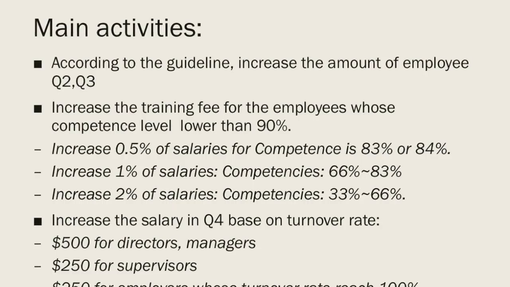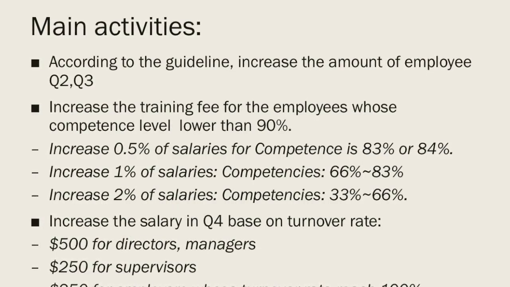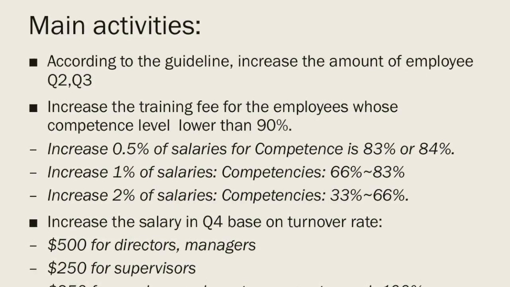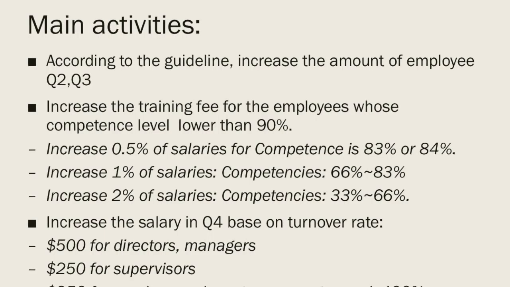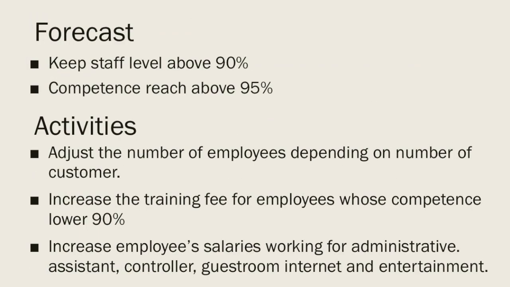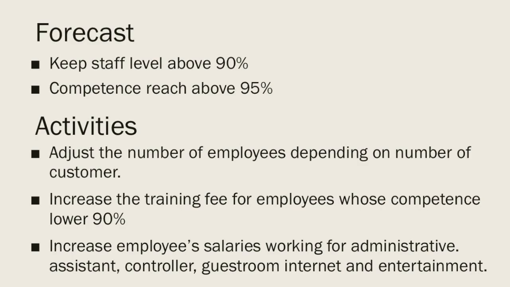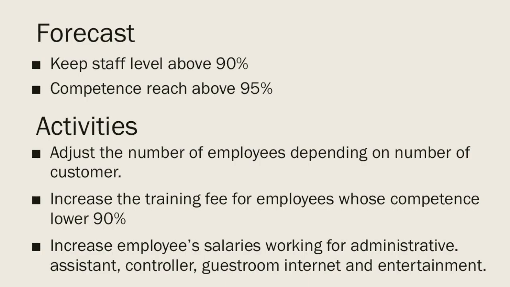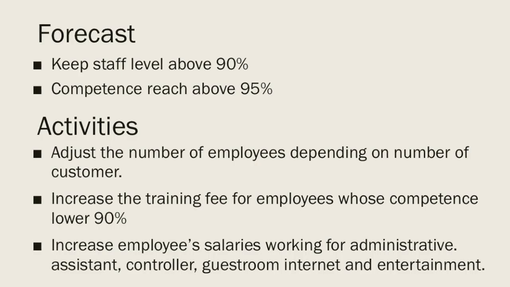Also, we focus on the employees whose turnover rate reaches 100%. We will increase their salaries by around $250. So for the forecast for the human resource department, we're trying to keep the staff level above 90% for year 4, at least for the beginning of year 4. Also, we want the competence level to reach above 95% for the beginning of year 4.